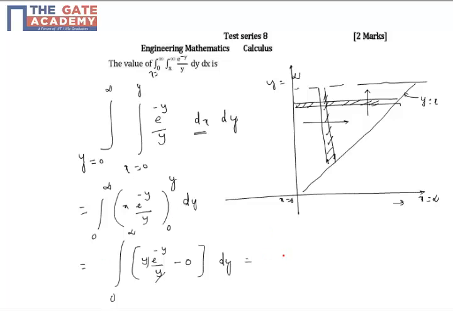So for e power minus y, the integration is e power minus y by minus 1, from 0 to infinity. This is equal to minus of, if I substitute infinity, 0, minus, if I substitute 0, it will be 1. So its value is 1.